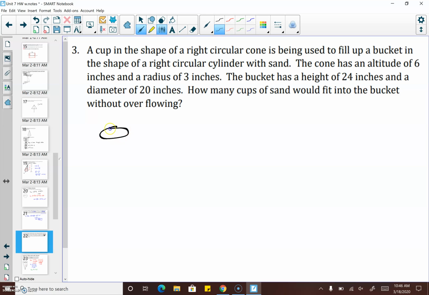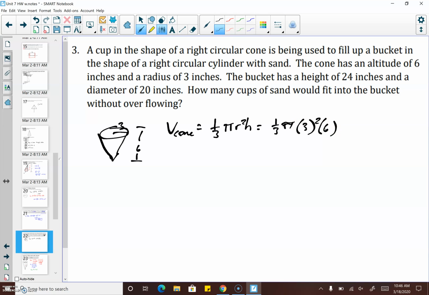So the first thing we'll talk about is the cone cup. The cone has an altitude of 6, or a height of 6. It's got a radius of 3. So if we look at the volume of the cone, it's 1/3 pi r squared h, which gives us 1/3 pi times 3 squared times 6. And again, I'm going to leave this in terms of pi to make my life easy. So you get 18 pi as the volume of our cone.